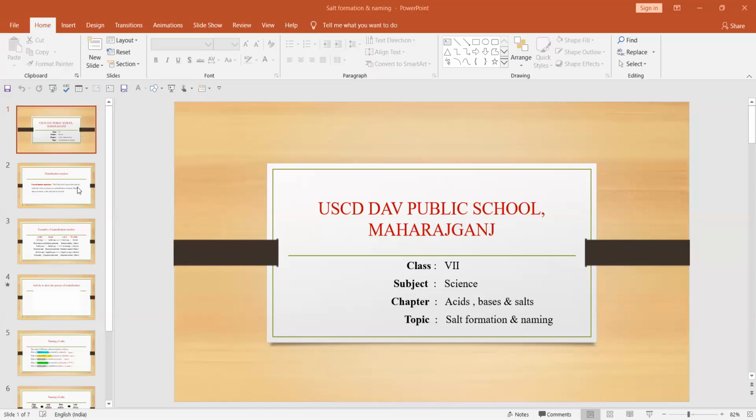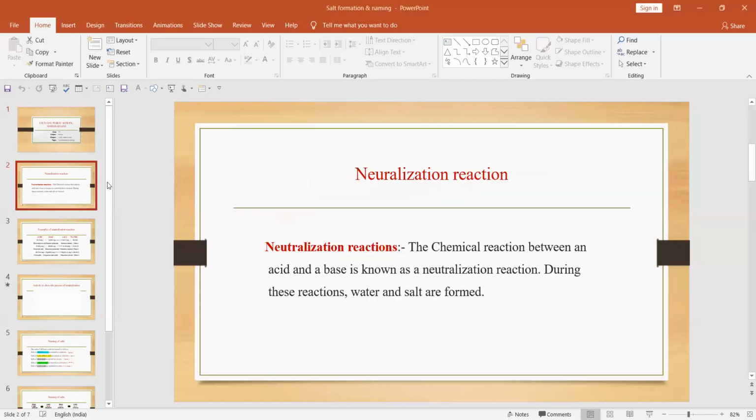Okay. So let us come directly to the first topic, neutralization reaction. The chemical reaction between an acid and a base is known as a neutralization reaction, and during these reactions water and salts are formed. So these salts are formed when an acid reacts with a base. Here the salt formation is accompanied by the formation of water. Neutralization reaction is generally exothermic in nature.